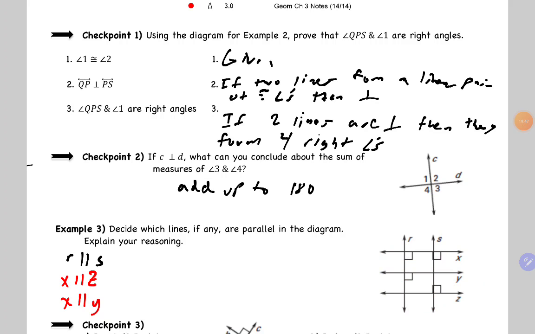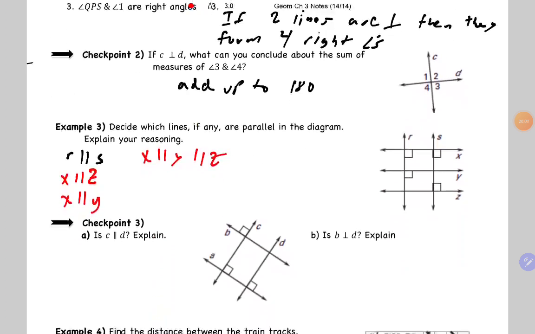Well, okay, there's one more. X is parallel to Y, which is parallel to Z. So since Z is parallel to X and X is parallel to Y, we can say Z is parallel to X and Y. Okay. So those three are parallel to each other.